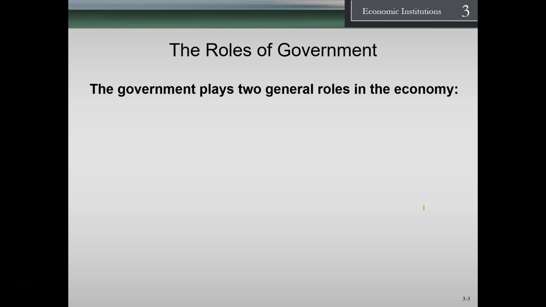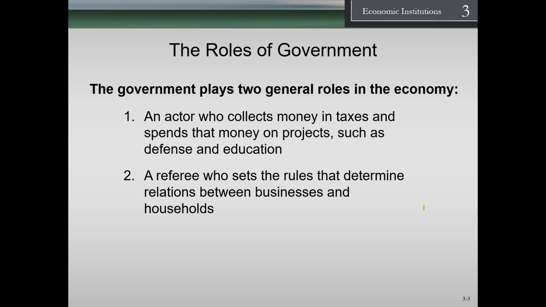So, the roles of government. The government plays two general roles in the economy. One, an actor who collects money in taxes and spends that money on projects such as defense and education. So note that if we think about the federal government, why in the U.S. did the federal government start out? Probably because of defense mainly, and that's going to be an area.